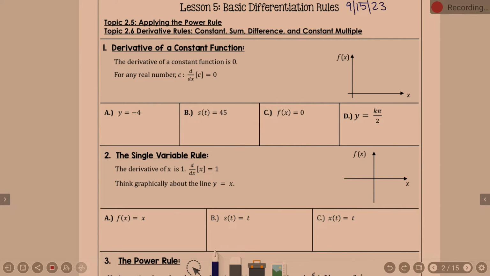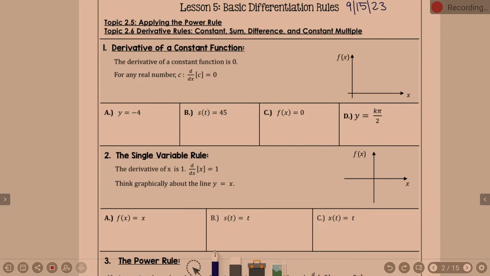Some of them are very basic and also tied together. And there's just flat out memorization. You've made it to calculus, so I know you guys can memorize. There is just some flat out memorization that has to happen. So we are going to start with the derivative of a constant function.